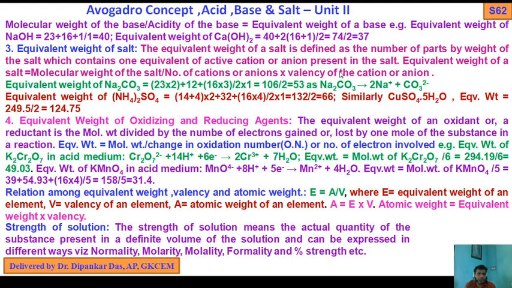So the equivalent weight of a salt is defined as the number of parts by weight of the salt which contains one equivalent of active cation or anion present in the salt. Equivalent weight of a salt equals molecular weight of the salt divided by number of cations or anions into valency of the cation or anion.